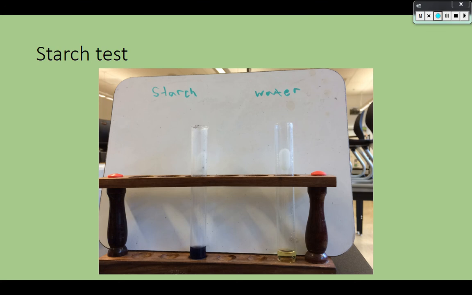And then as you can see, in the test tube that had starch, the iodine turned like a dark blue or even a black color. In the test tube that was just water, so no starch, it just stayed a yellowy color. So if there is starch, it's going to turn a dark blue or black. If there's not starch, it's going to remain yellow.